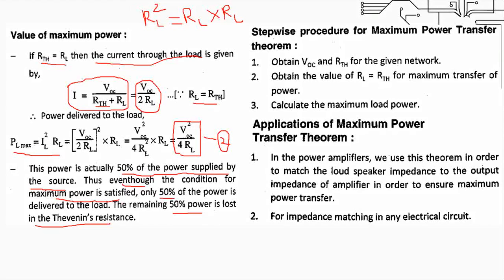And also the second application for MPT is impedance matching in any electrical circuit. In any electrical circuit, impedance is the most important factor. Impedance is Z equals R plus jXL, or Z equals the square root of R squared plus X squared, where R is resistance, X is reactance and Z is impedance.